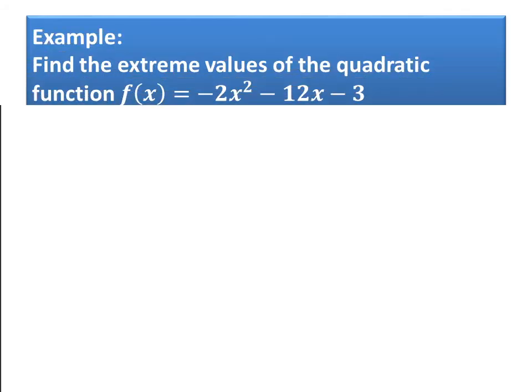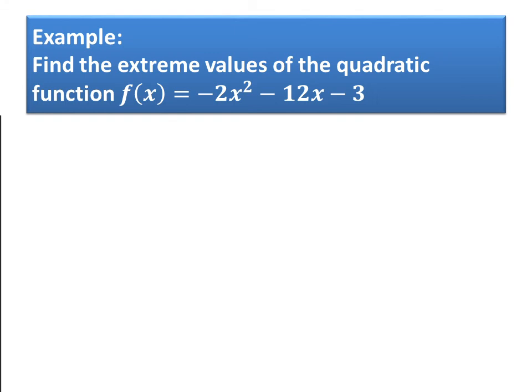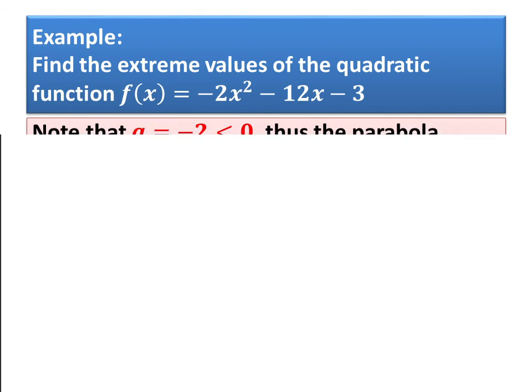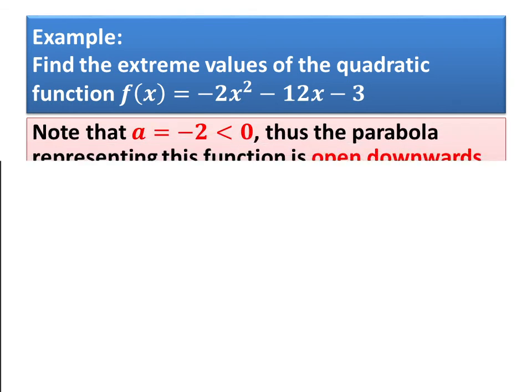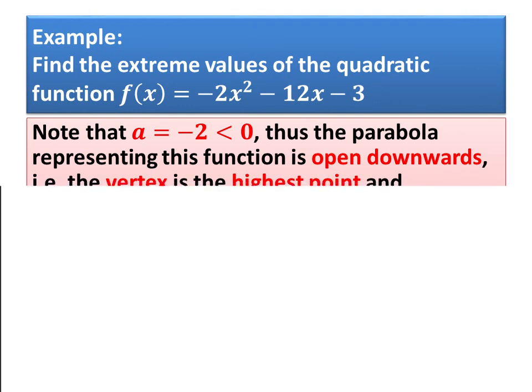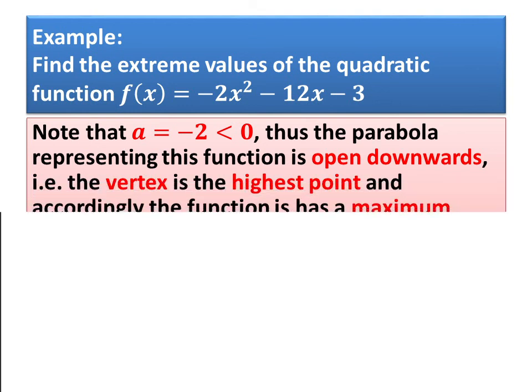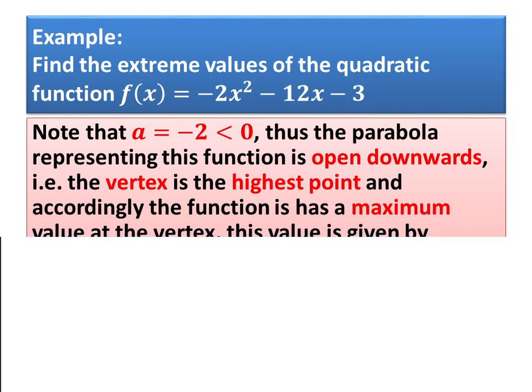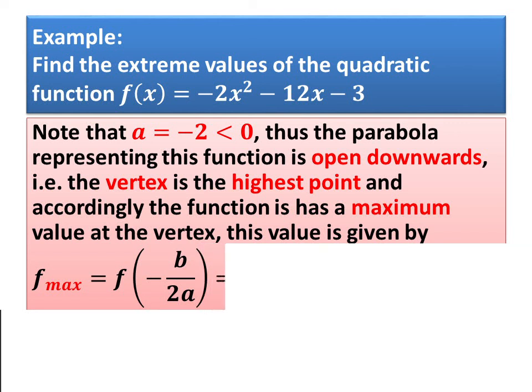Another example. Find the extreme values of the quadratic function f(x) = -2x² - 12x - 3. So here we note that the leading coefficient a equals -2, which is less than 0. Thus, the parabola representing this function is open downwards, meaning the vertex is the highest point, and accordingly the extreme value is a maximum. So we have f maximum is equal to f(-b/2a), which is equal to f of minus.